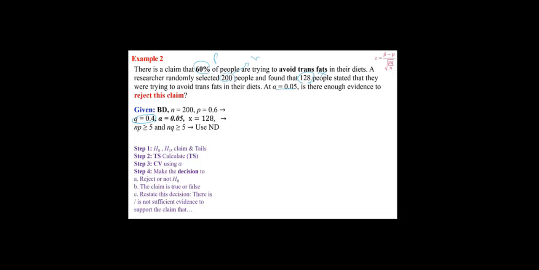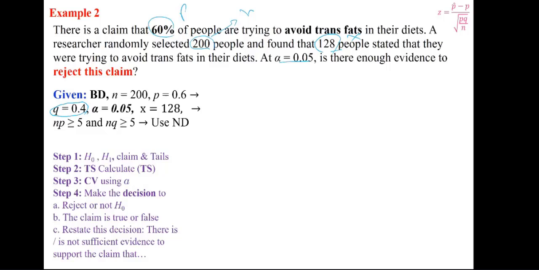So let's discuss the first step. The first step says H0 and H1. Notice H0, H1, claim, tails, all of the above you have to write. So having said that, let's see what we need to do. H0, we are dealing with a proportion, so P equals 0.6. And again, I can't emphasize this enough. Don't ever use a test statistic for the first step. It's always the population parameter, P, mu, sigma, you name it. So P equals 0.6. Now, what is H1? You have to read the question. There is a claim that 60% of people are trying to avoid trans fat in their diets.